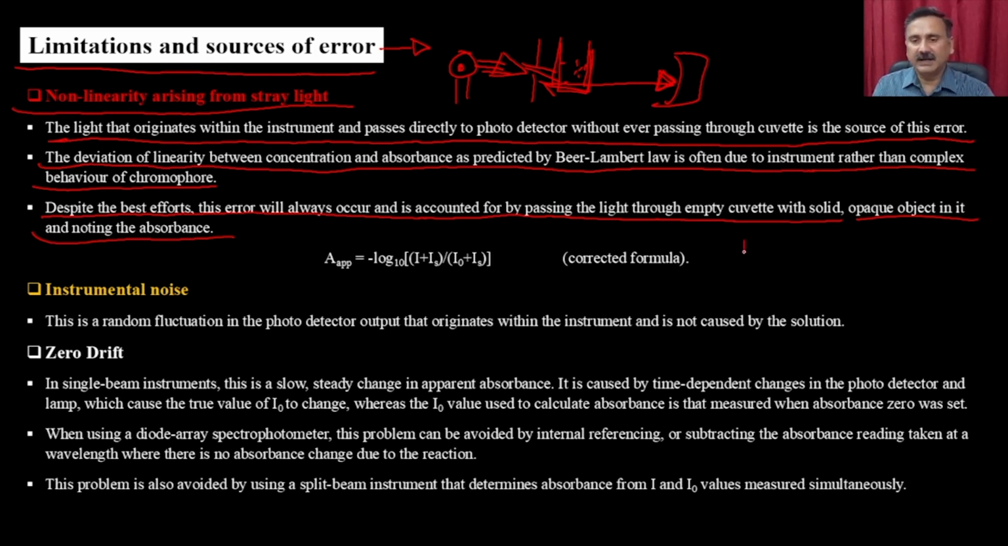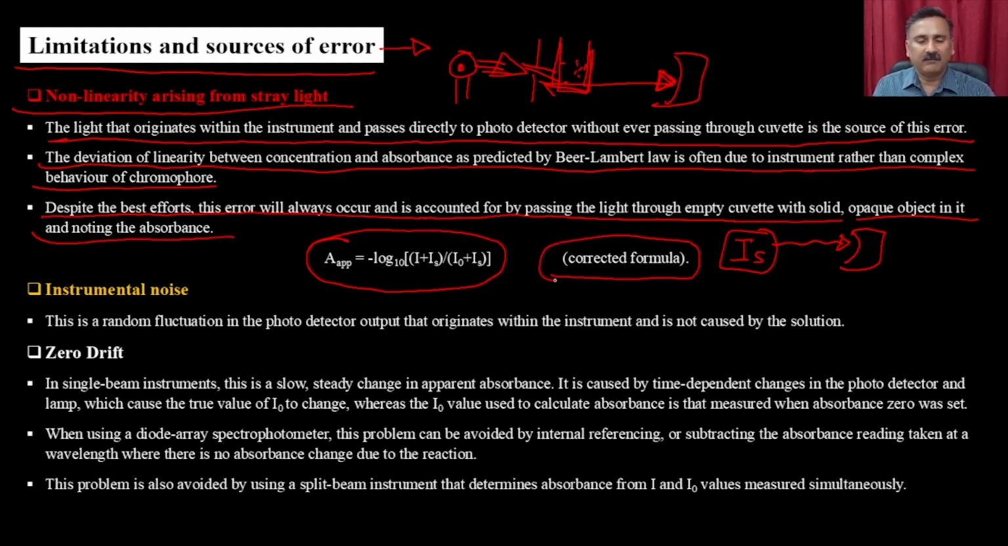Imagine that the amount of light directly getting into the detector is IS. Then you should add that onto the intensity. So your apparent absorbance would be minus log of (I plus IS) divided by (I0 plus IS). Okay, and that is going to correct the error that is incorporated from the instrument.